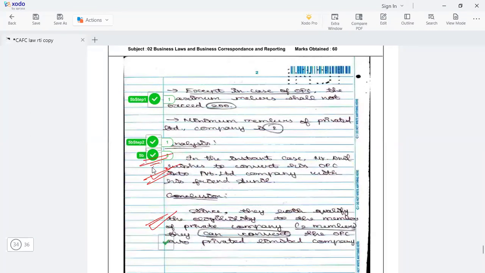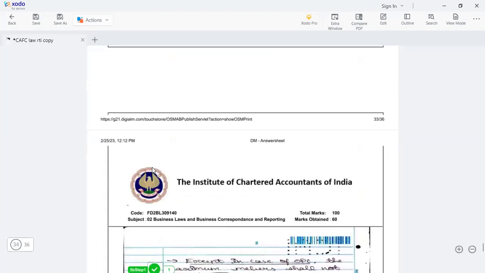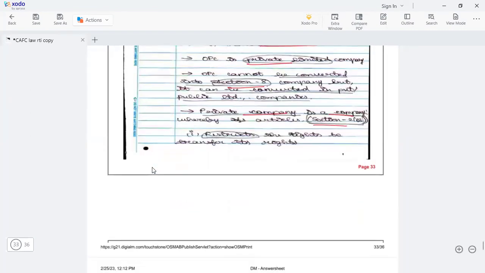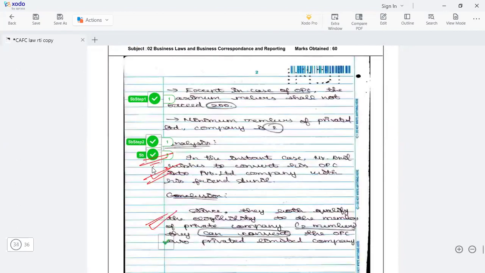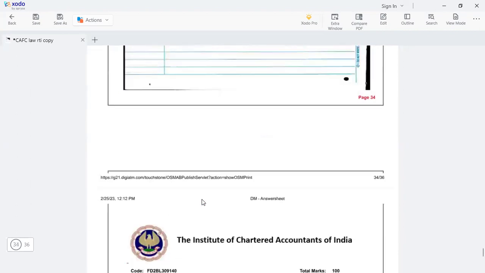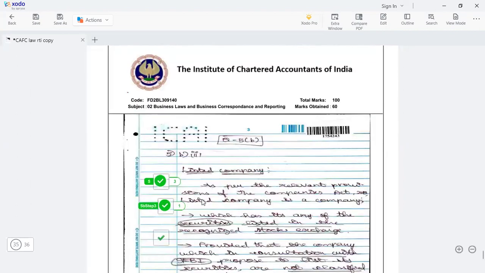1 mark for their answer, like 5 step 1, where the provisions are correctly mentioned. And for step 2, they have mentioned the second provisions, and there also this person has got 1 mark. And for 5B, they have been given 1 mark for analysis and conclusion. That's how you score your marks over here. Then 5B has a sub-bit. You can write over here 5B and you can also write the sub-bit outside.